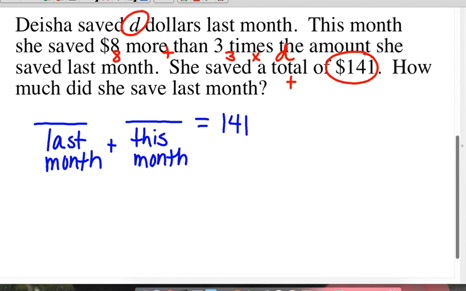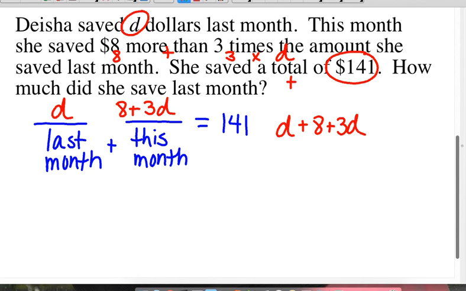All right, well, how much was last month? Last month it was D dollars. The problem tells us that. This month it's 8 more than 3 times D. 8 plus 3D. So there's your equation. It's D plus 8 plus 3D, right? There's last month and this month, and it has to equal $141.